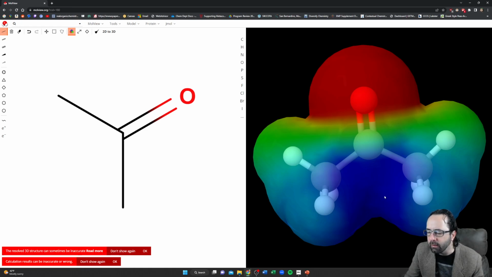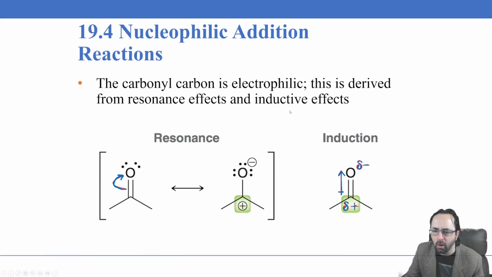And so we can see we have this huge charge separation, and that makes the carbon a great electrophile here. The electrons are going to want to come in and attack this carbon, and that's a key defining feature of reactions of carbonyls: the carbon here is a great electrophile. It really attracts electrons.